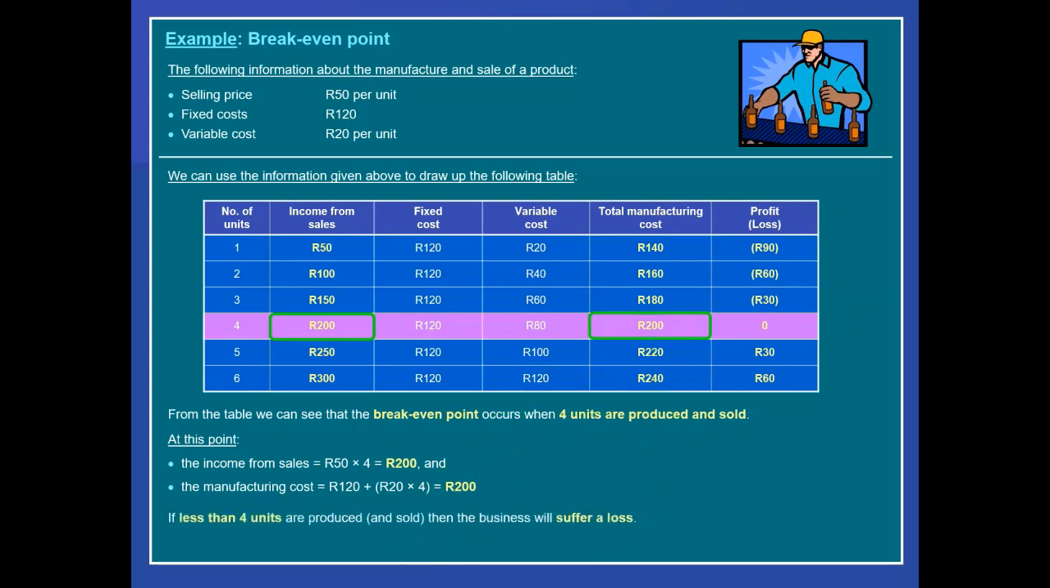If less than 4 units are produced and sold, then the business will suffer a loss. While the business will make a profit when the production and sales is more than 4 units.